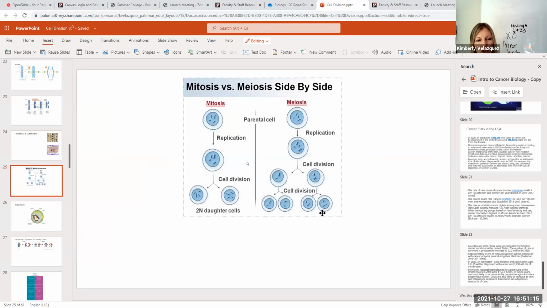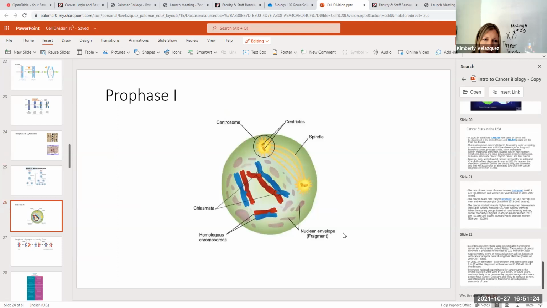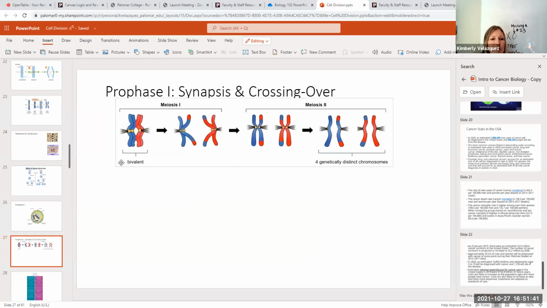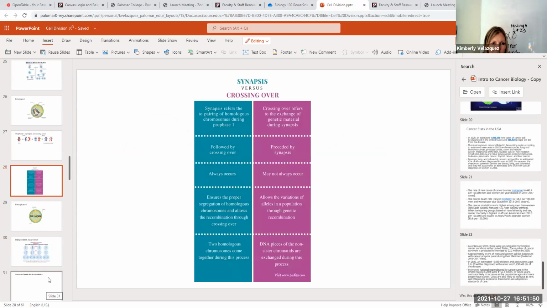Meiosis is going to result in 4 genetically different cells. This term chiasmata, that's the spot at which synapsis and crossing over is occurring. But here's that gene swapping happening during prophase 1. So synapsis is really them coming in contact with each other, and then crossing over is the gene swapping. And this slide kind of tells you that. So synapsis refers to the pairing of the chromosomes, whereas crossing over is the exchange of genetic material.